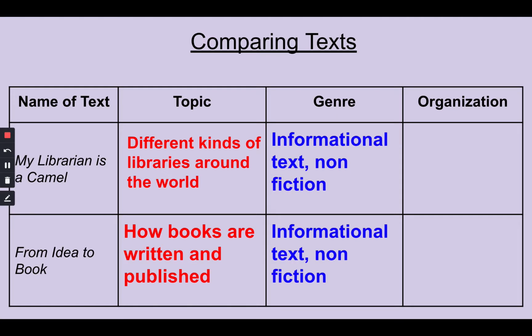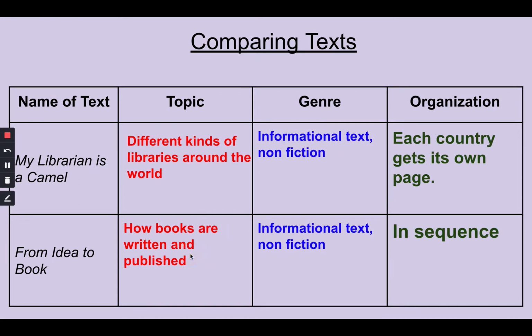And in From Idea to Book, there was a graphic that showed the process from start to finish using little pictures and arrows to show after this process is done, it moves to the next process. So that really helped me see and understand how books are made. And then the third thing to think about is how each text was organized. How did each author present the information and facts?